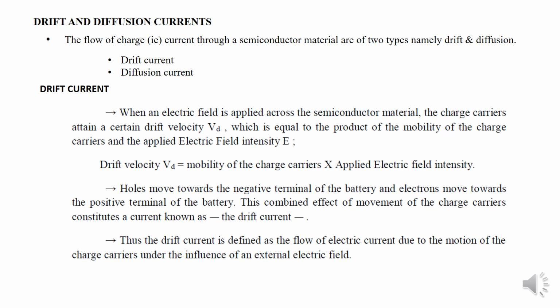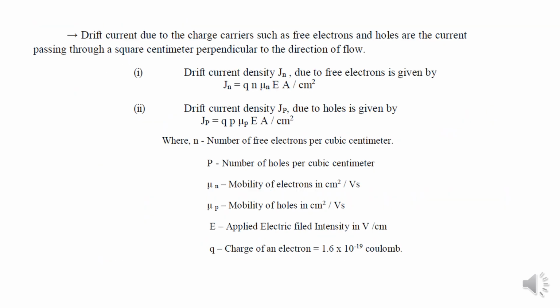In this, the holes move towards the negative terminal of the battery and the electrons move towards the positive terminal of the battery. This combined effect of movement of the charge carriers constitutes a current that is said to be the drift current. Thus, the drift current is defined as the flow of electric current due to the motion of the charge carriers under the influence of the external electric field.